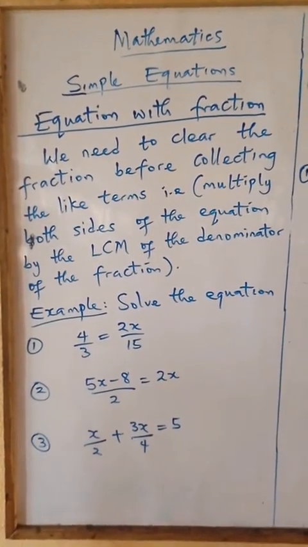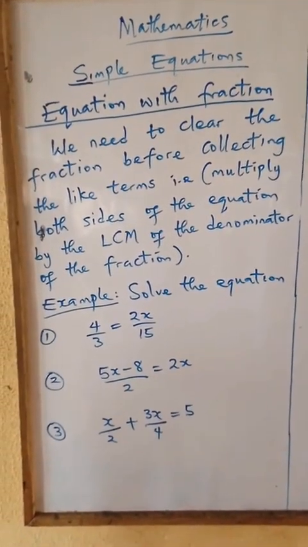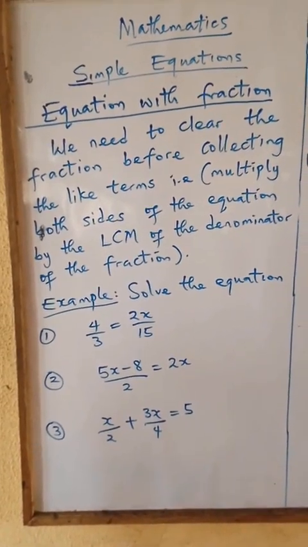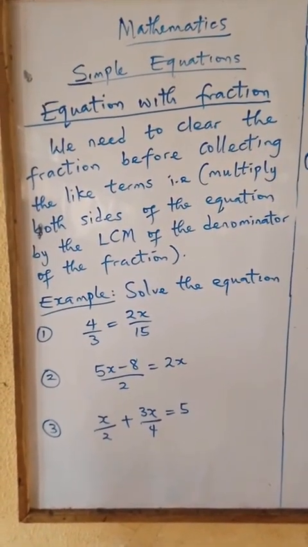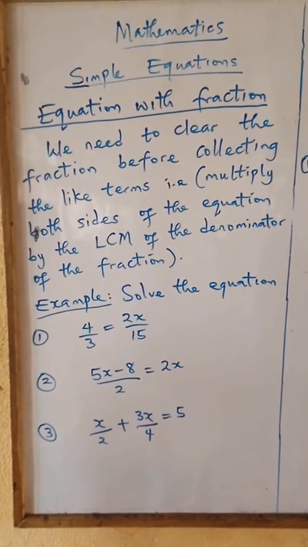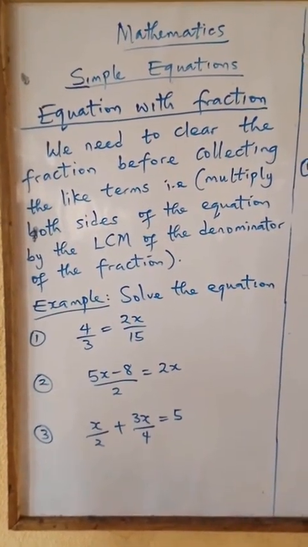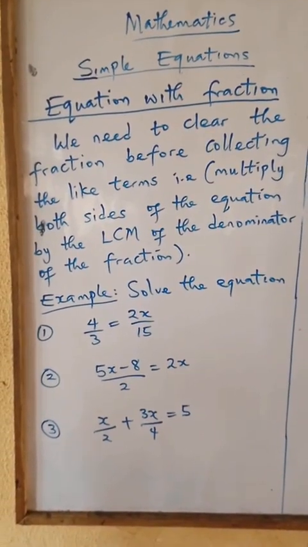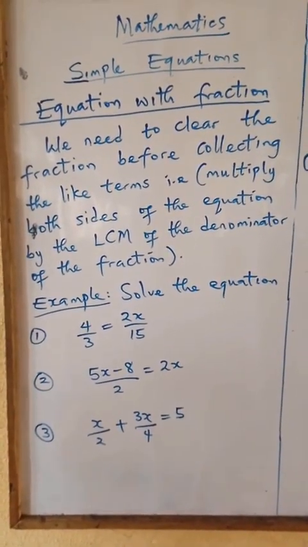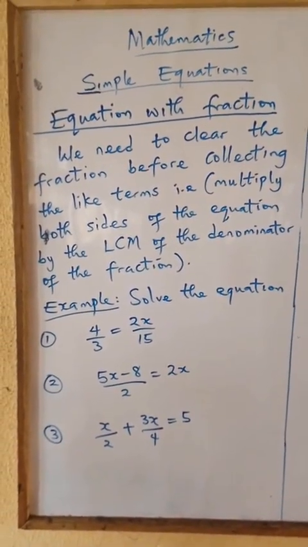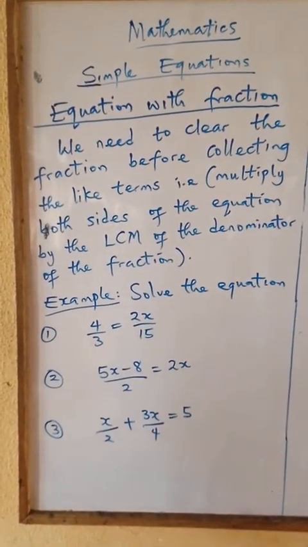Good day, viewers. Today, we want to consider equations with fractions. We need to clear the fractions before collecting the like terms. So that simply means that we have to multiply both sides of the equation by the LCM of the denominators of the fractions. Let's solve question 1.